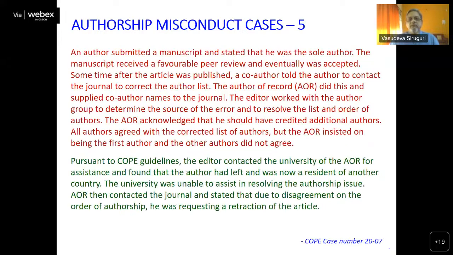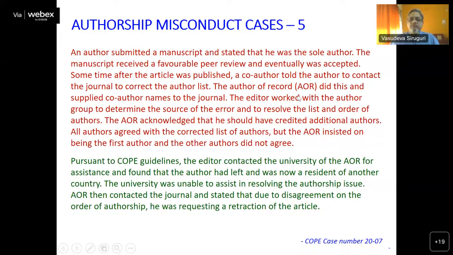Now you can see an author submitted a manuscript and stated that he was the sole author. And of course, they got a favorable peer review and it was accepted for publication. It was published. After it was published, another person told the author to contact the journal to correct the author list.